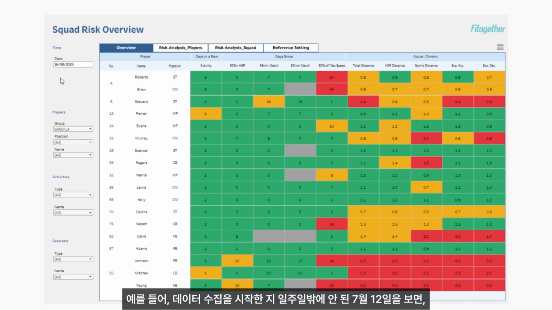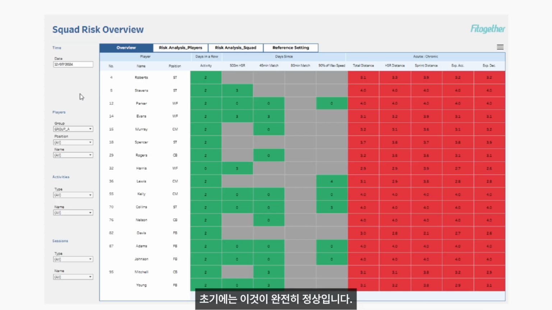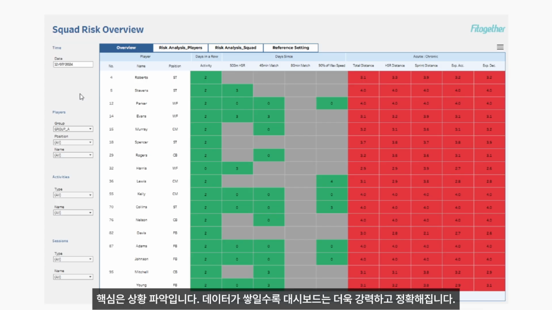For example, here on the 12th of July, only a week into the data set, you can see some metrics in grey, meaning no data, and very high acute chronic values. This is totally normal early on. The key is context. The dashboard becomes more powerful and accurate the longer your data builds.